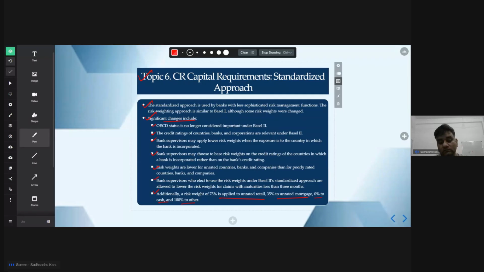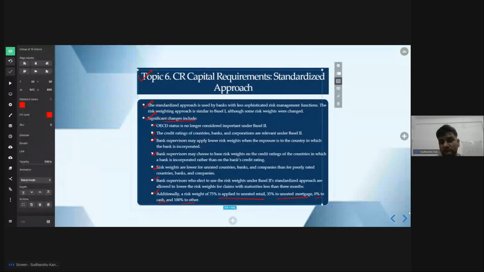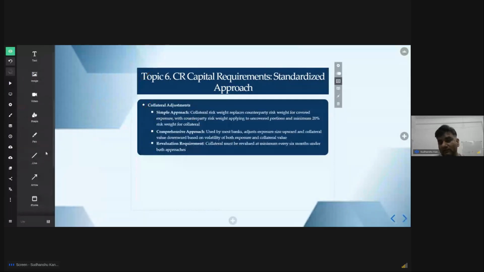If you try to understand the collateral adjustment in the same part, we're still continuing with the standardized approach, guys. Under the standardized approach, there is a simple approach, there is a comprehensive approach, and there is a revaluation requirement. In the simple approach, the collateral risk weight replaces the counterparty risk weight for the covered portion. Any uncovered exposure continues to carry the counterparty risk weight, right? A minimum 20% risk weight applies to collateral. This approach is conservative and easy to apply, but not very risk sensitive.